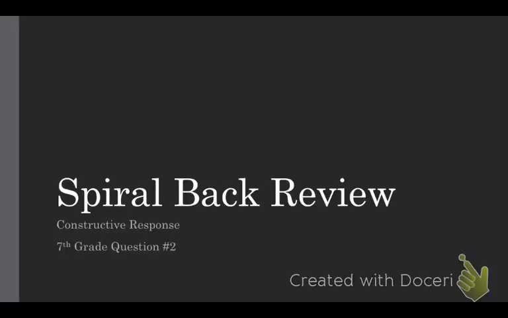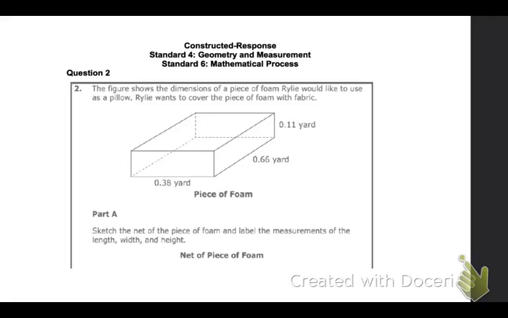Today we'll be looking at a spiral back review, question number 2 out of 5 for 7th grade. Okay, let's go ahead and look at this problem. The figure shows the dimensions of a piece of foam Riley would like to use as a pillow. Riley wants to cover the piece of foam with fabric.